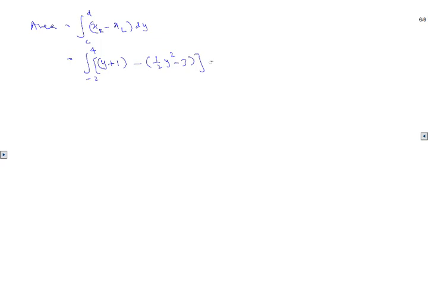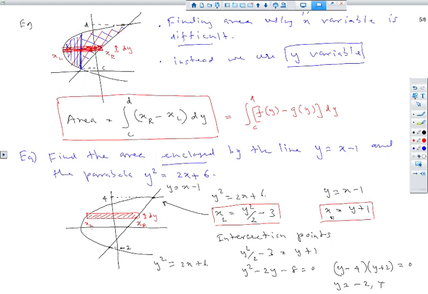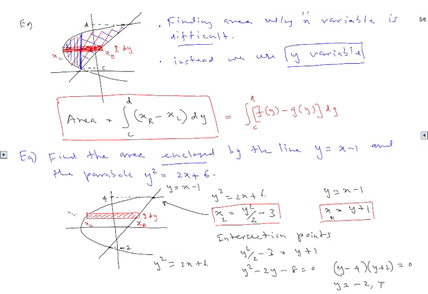Now you can integrate this one with respect to y, because you see that everything is y. You cannot have an integral in terms of x and try to integrate with respect to y. It has to be the same, either y or x. If you go back to the previous slide, you can see that the curve on this side is simply x equals y squared over 2 minus 3, and the one on this side is x equals y plus 1. Those are the two curves. You subtract right minus left, always right minus left, to get a positive answer.